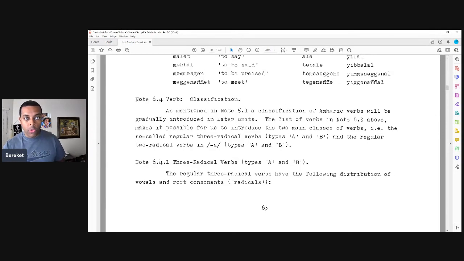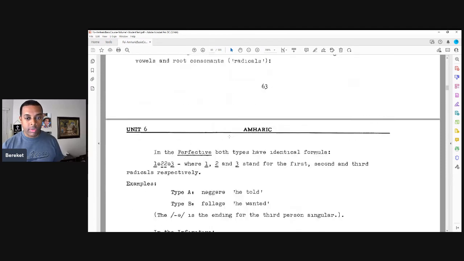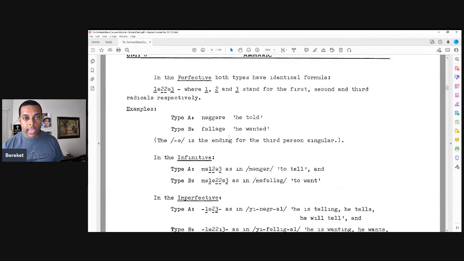Now 6.4 gets into verb classification. And what this is going to refer to is the way vowels are distributed between the different forms. So it anchors off of the third person masculine singular form. In the examples that they have here, nagara, falaga, that's the third person masculine singular. And even though these are what they call three radical verbs, referring to the fact that there are three syllables, or three characters in Amharic if you were to see it written out, nagara, falaga, that's the three radicals.